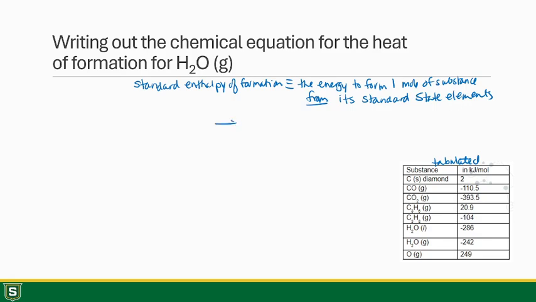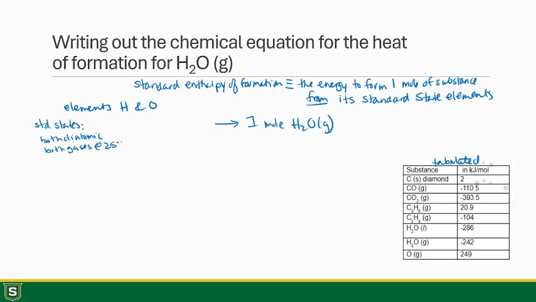So I want to make 1 mole of hot water gas. So I'd have to think of what are the elements in it? Well, it has hydrogen and oxygen. So what are the standard states of those? Since they're both diatomic and they're both gases at room temperature, we would say that the standard state element for hydrogen is H2 gas and the standard state element for oxygen would be O2 gas.